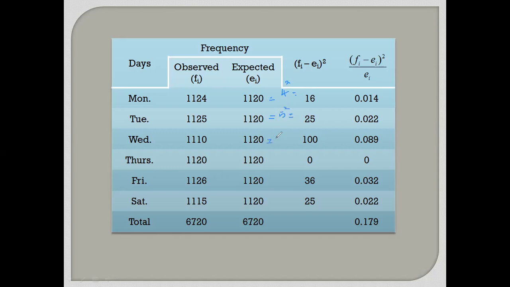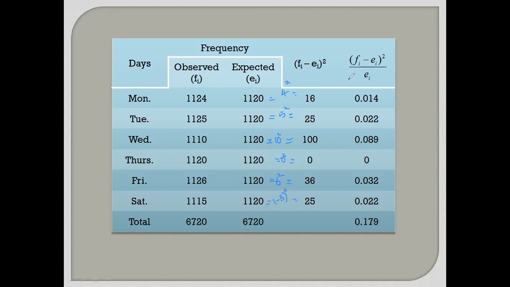For this, it is 10, and squaring gives 100. For this, it is 0, and squaring also gives 0. Again, for this it is 6, and squaring gives 36. For this the value is minus 5, and squaring gives the positive value 25.